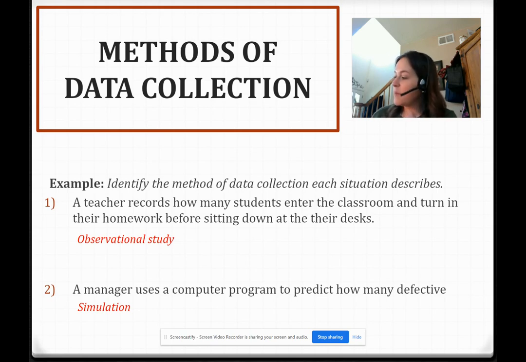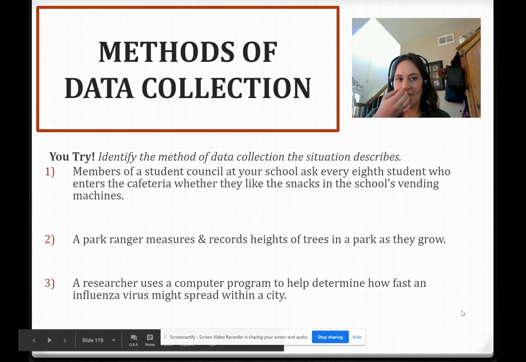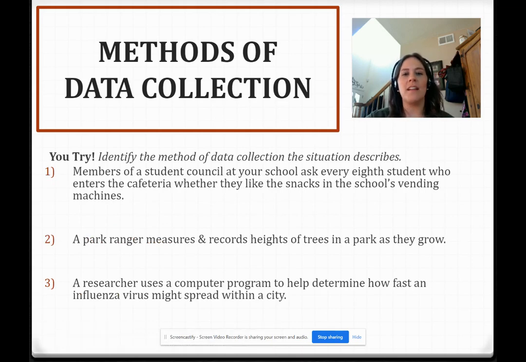Okay, it's not actually doing the assembly line. It's not really imposing a treatment and not observing an assembly line. Simulation makes most sense in this case because he's trying to simulate or make up a little scenario where they can kind of observe what would likely happen based on a certain situation. Go ahead and try these. Again, you're identifying what method of data collection makes most sense, and then go ahead and check your answers on the key.